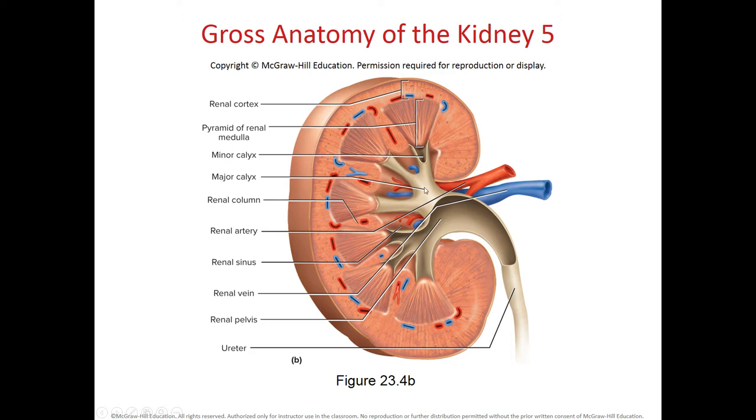And in here you can see the renal artery and renal vein. In between the pyramids, we have these renal columns that allow branches of the renal artery to come into the cortex, and also allow the passage of veins that are going to drain into the renal vein.